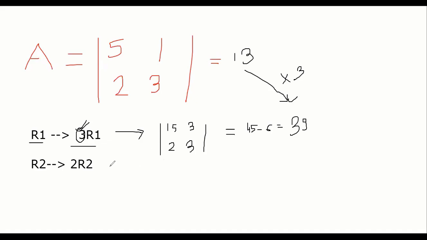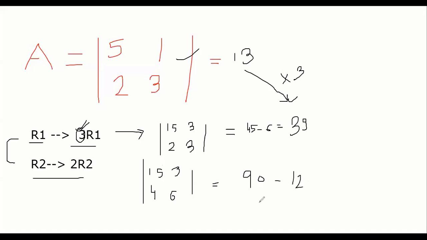Next, if I multiply R2 with 2R2, which I multiplied here now, so if I multiply this with 2R2, you get this. I am doing both the properties together now. So what will happen? This is 15 and 3, as you already said. R2 becomes 2R2, so it becomes 4 and 6. What is the value? 90 minus 12, 78.